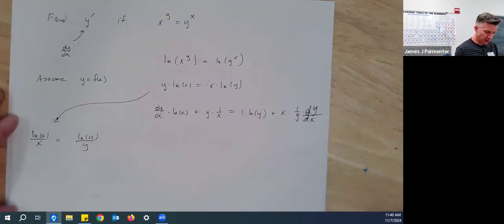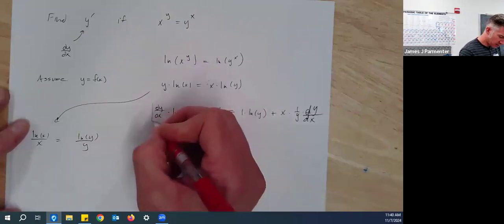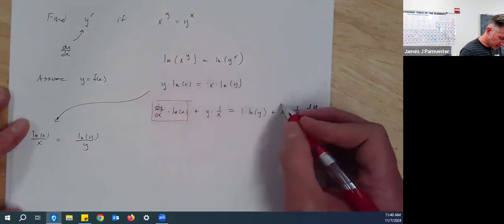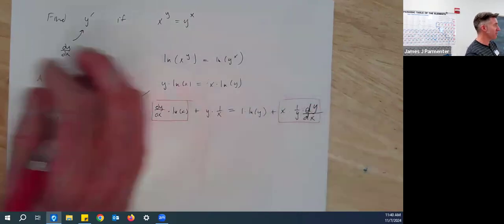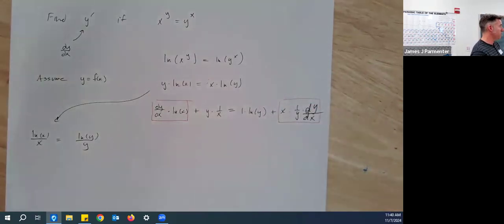So from this step here, we're going to collect our terms that have dy/dx, just like a typical implicit differentiation problem. Bring them all to one side, bring everything else to the other side, factor out your dy/dx and solve for it. I think I can stop there though. I don't think I need to show you the rest of that. You all can figure that out for yourself. Good problem though. I like that problem.